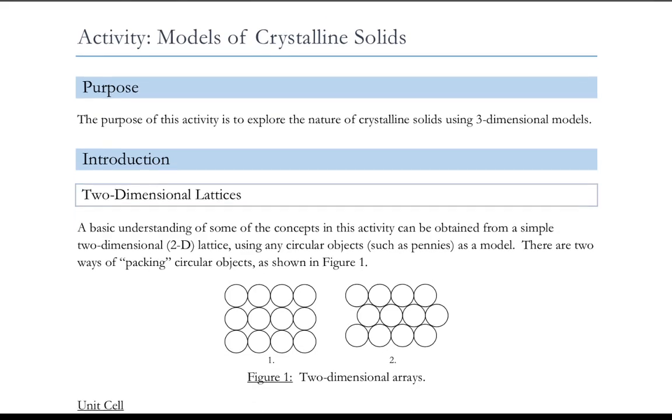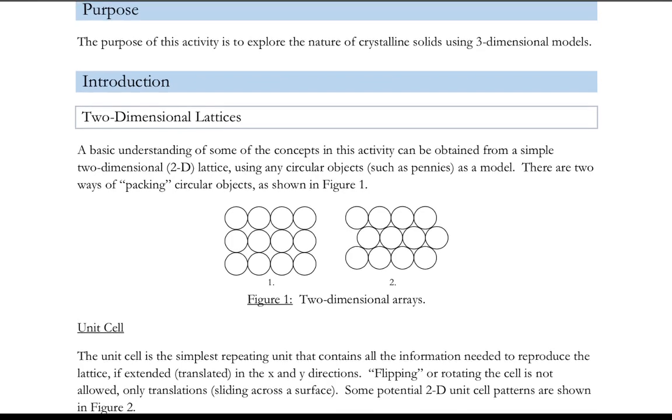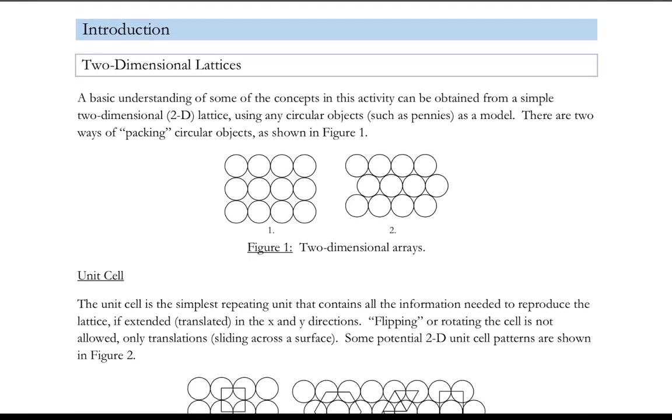Alrighty, so we are primarily working with 3D solids, but we start just to give you an introduction with two-dimensional lattices. A basic understanding of some of the concepts in this activity can be obtained from a simple two-dimensional lattice, such as circular objects, such as pennies as the model. There are two ways of packing circular objects as shown in Figure 1. So either the one on the right or the one on the left.